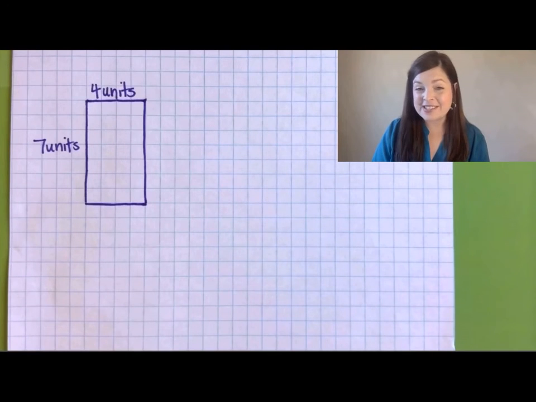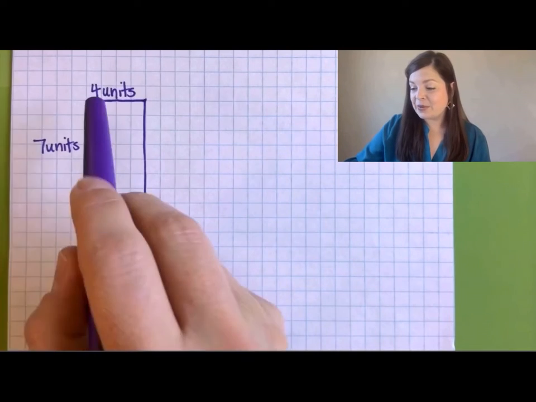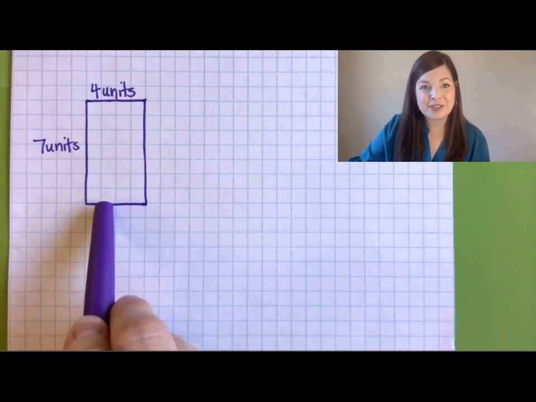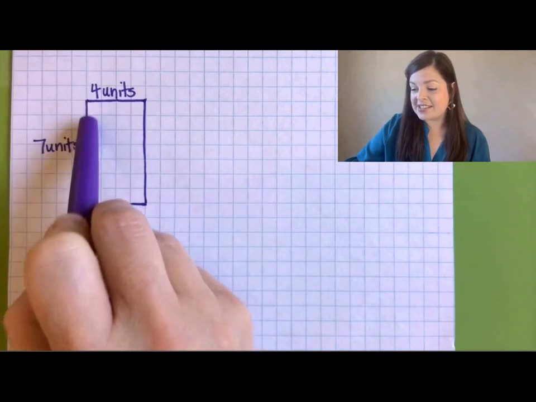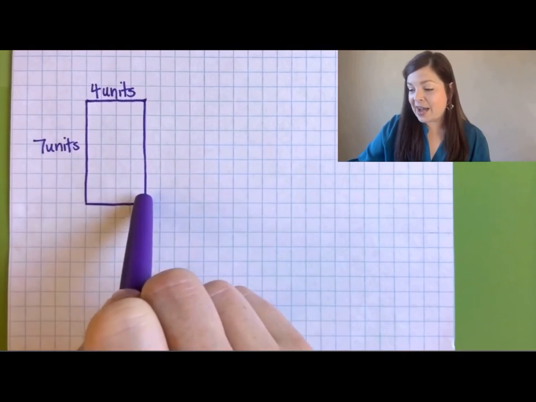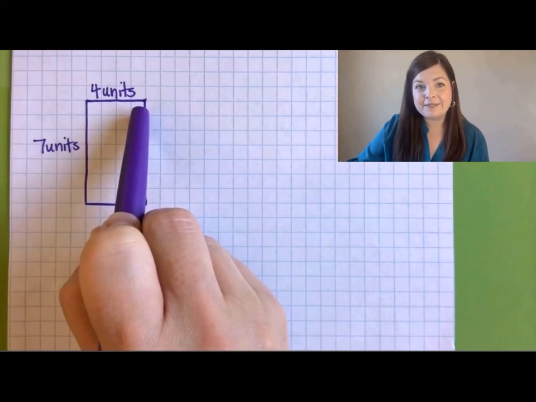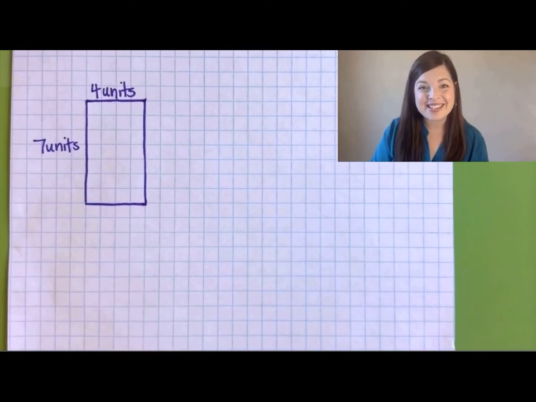You may have noticed that the opposite sides of the rectangle are the same length. So this side is 4 units long, and the opposite side is 4 units long. This side is 7 units long, and the opposite side is 7 units long. You may have also noticed that the rectangle has 4 right angles. Great noticing.